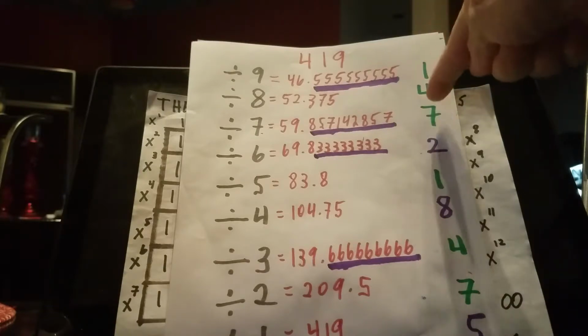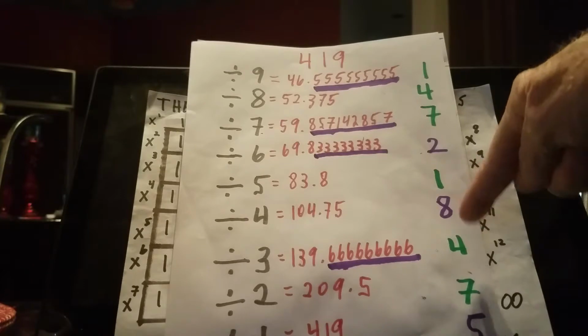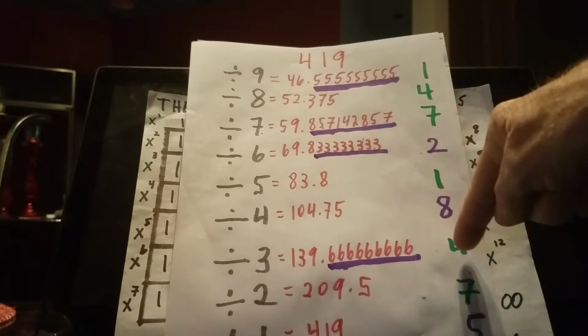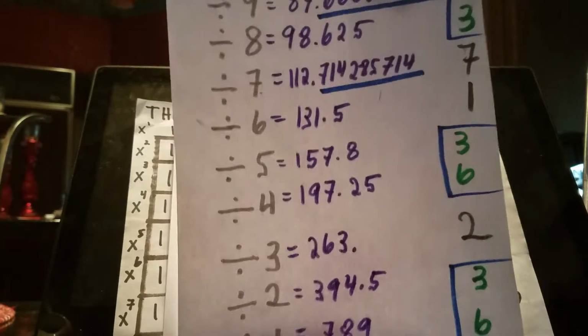We get the 147 code, we get the 285 code. And here we actually get 147 and 147 again. The same type of patterns emerging.